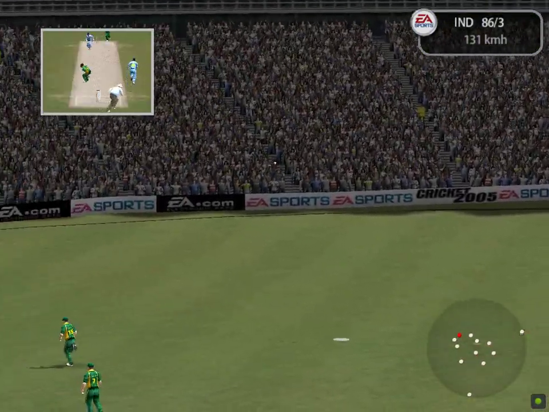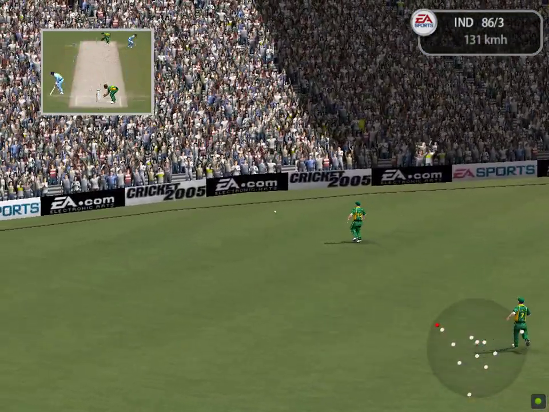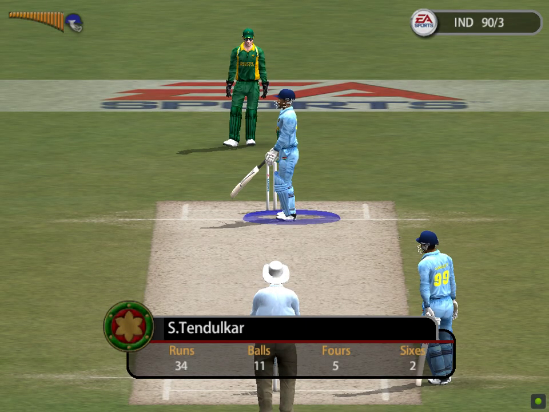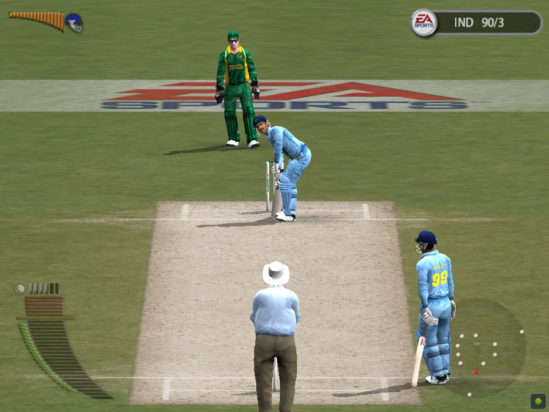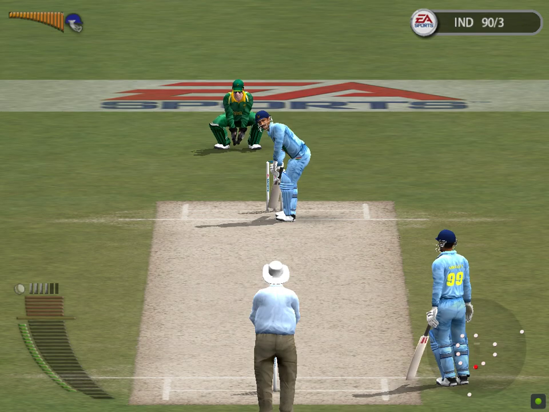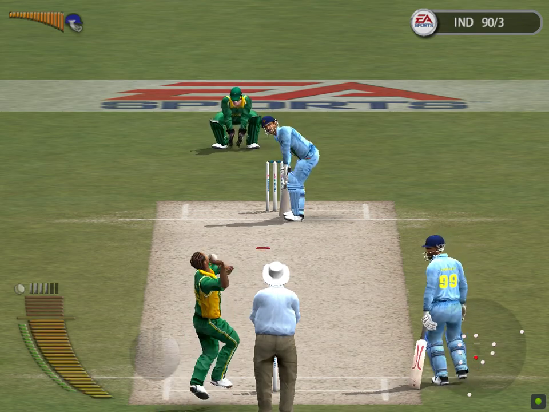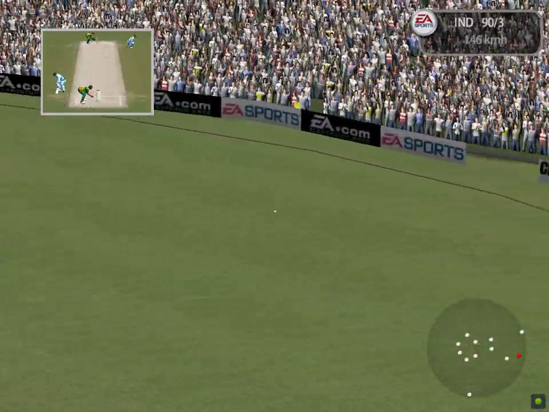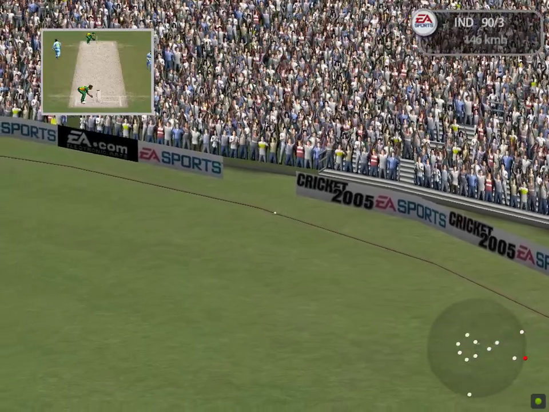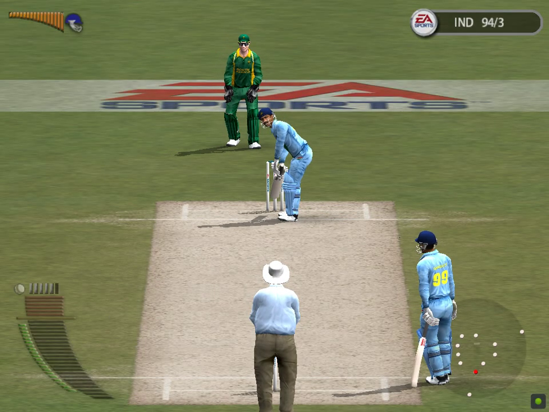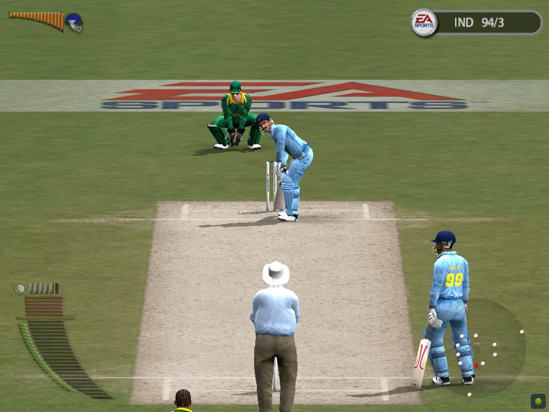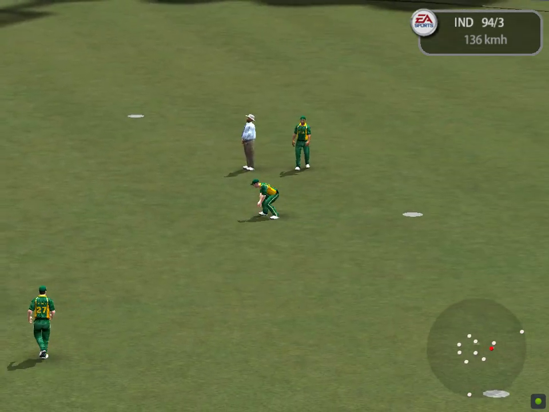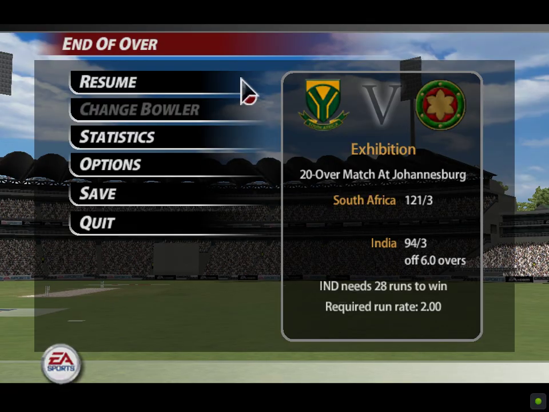Smith is in pursuit. He's worked that into the gap. 4 runs to Tendulkar. He cut that away. Let's see the action replay of that. Rudolph is after that one, swept away. 4 more to Tendulkar. We can have a look at that again. It's straight at Dippenar, and the end of the over.